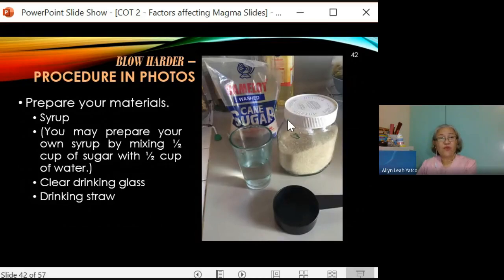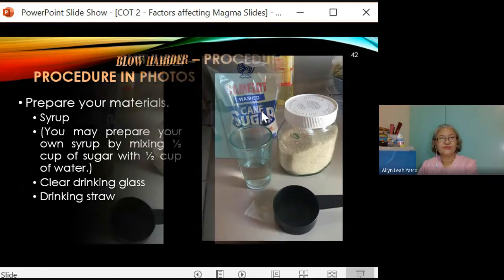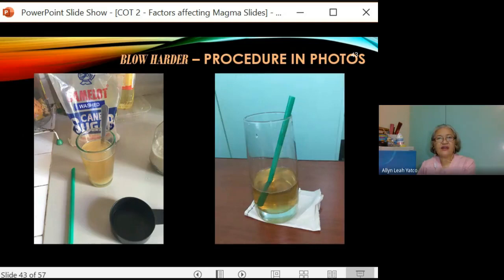Now, the first step, of course, is to prepare the materials. As I've mentioned earlier, you have your syrup, your drinking glass, and your drinking straw. If you don't have syrup, you will dissolve sugar in water. Now, in these photographs, on the left side, you already have the mixed syrup, and on the right side, you have the use of a taller glass to prevent syrup splatter when you introduce air by blowing into the drinking straw.